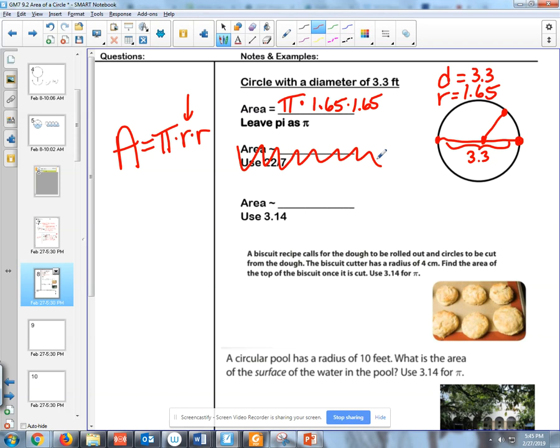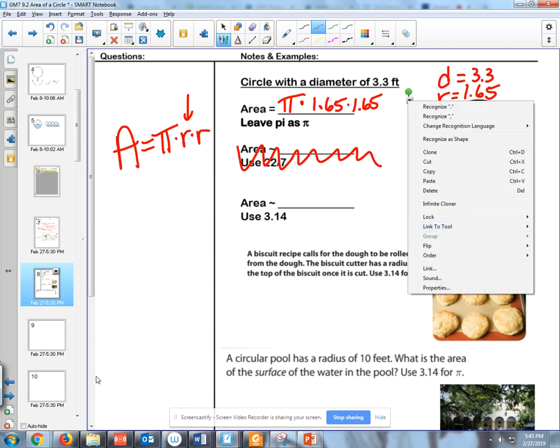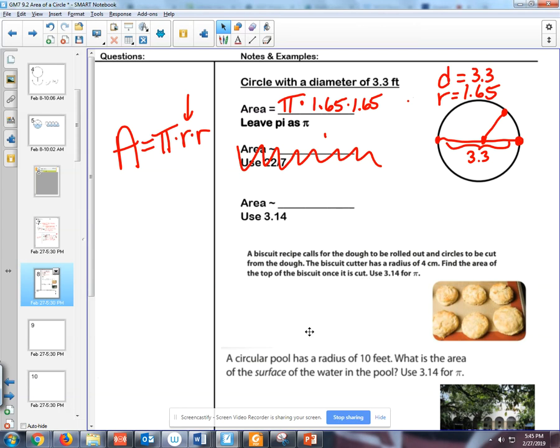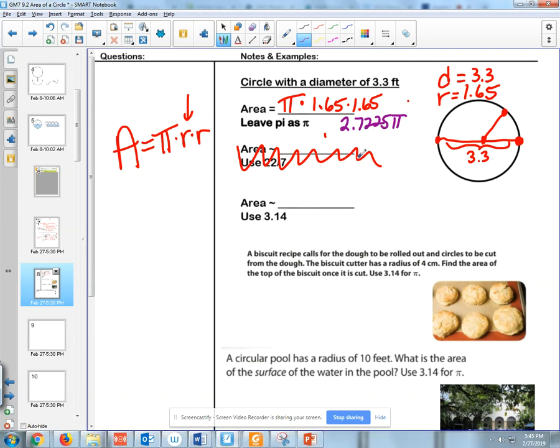All right. So when you do that, and I trust that you are perfectly capable of entering that in on your calculator, we get this long, nasty decimal. Holy Hannah. We get something like 2.7225 times pi. Normally I'd say round this off, but I'm just going to leave all those decimals there for right now. And this is in square feet.